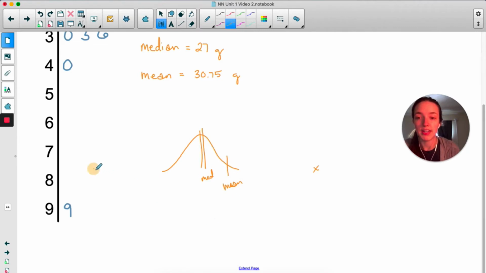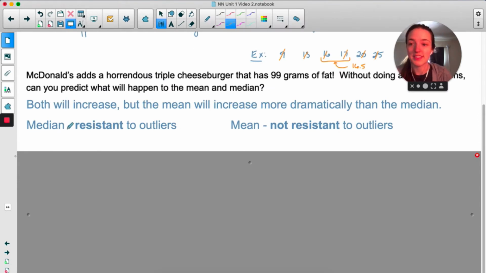If we put an outlier way off to the left, the median might move a tiny bit to the left, the mean would move dramatically to the left. Now we actually have a word for this. The median is resistant to the outliers, and the mean is not resistant to outliers. These are really important vocab words in statistics.